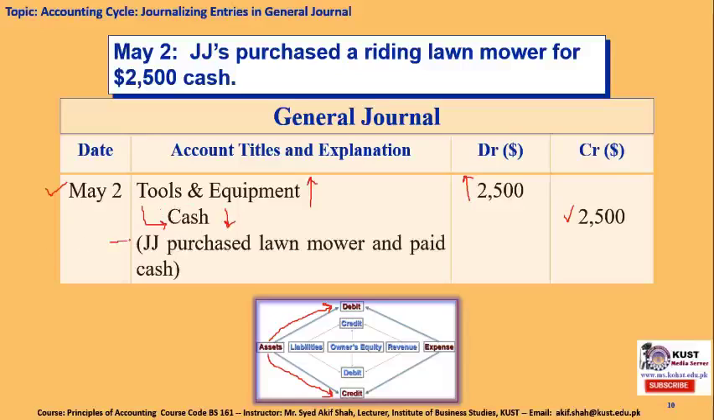The last step is to give a short narration, which should be covered in small brackets. JJ purchased lawn mower and paid cash. So this short narration refers to what actually has happened in the above transaction, this one.